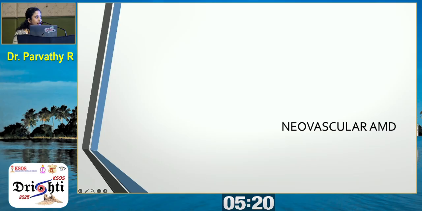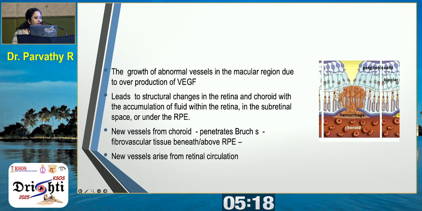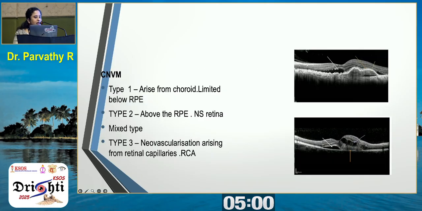Next is neovascular AMD. In neovascular AMD, there is growth of abnormal vessels in the macular region, which leads to structural changes in the retina. New vessels arise from the choroid and penetrate Bruch's membrane, and can result in fibrovascular tissue beneath or above the RPE, and this new vessel can also arise from the retinal circulation. This CNVM can be seen as hyperreflectivity, and if it is beneath the RPE, it is called type 1 CNVM, and if it is above the RPE, as in the second image, it is called type 2 CNVM.